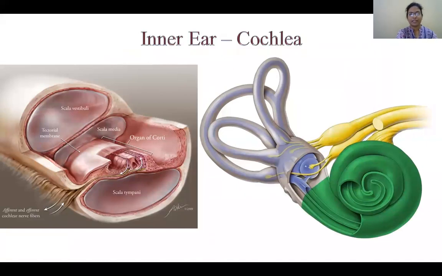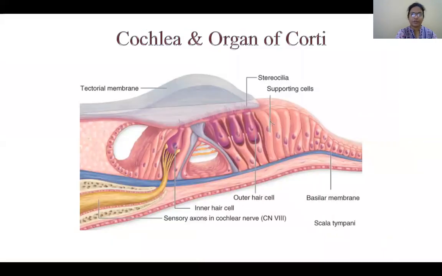Last time we had seen the inner ear. This is the cochlea, which plays a very important role in hearing. The cochlea on cross section is divided into three separate compartments: scala vestibuli, scala media, and scala tympani. The scala media houses the organ of Corti, which is a very important structure responsible for the transduction of auditory information into electrical signals.